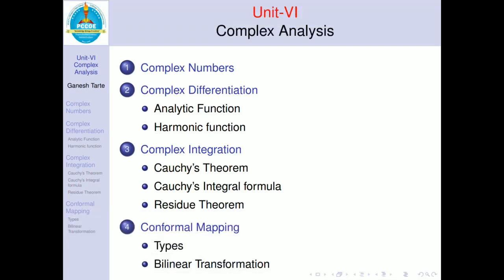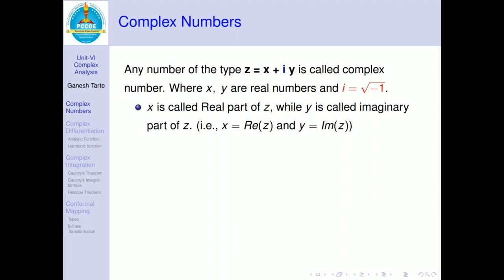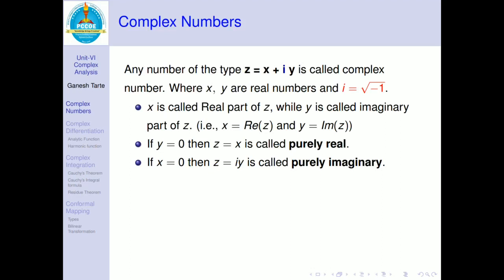So what is a complex number? Any number z which is of the type x plus iy is called a complex number, where x and y are real numbers and i is square root of minus 1. x is called the real part of z and y is called the imaginary part of z. Now if y is 0, then z equals x is called a purely real number, while if x is 0, then z equals iy is called a purely imaginary number.